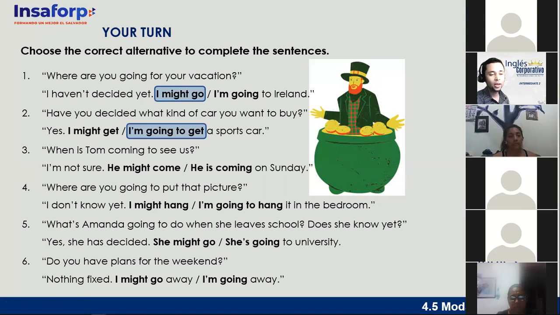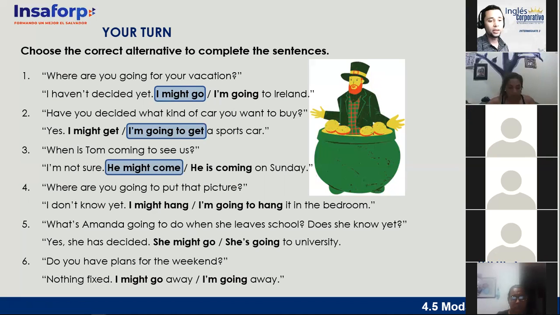Number three, volunteer, please. Zulma, when is Tom coming to see us? I'm not sure. He might come on Sunday. Correct. Very good. So Zulma said he might come because previously she said, I'm not sure. So it's only possible. Very good. Thank you. How about number four? Volunteer, please raise your hand.